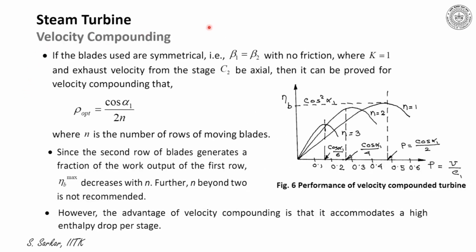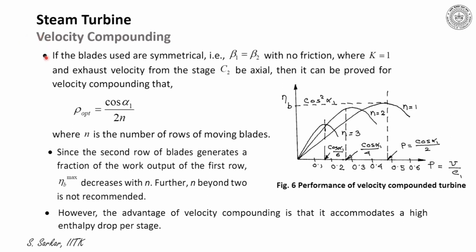I would like to indicate here that the exhaust from the stage, that is C2, is associated with kinetic energy loss. This kinetic energy loss would be minimum when C2 would be axial. Thus, it can be proved that for optimum blade speed or optimum efficiency, the exhaust from the stage C2 would be axial. Now I'll discuss velocity compounding.